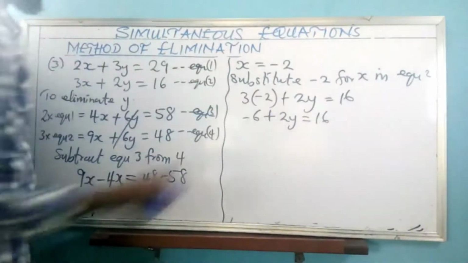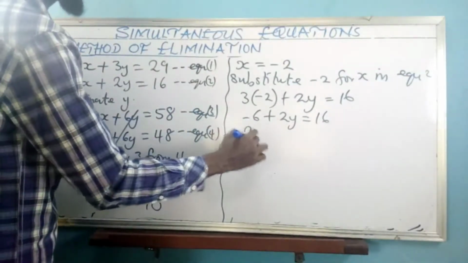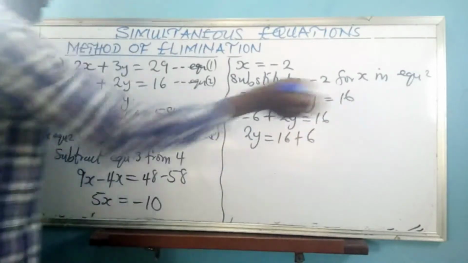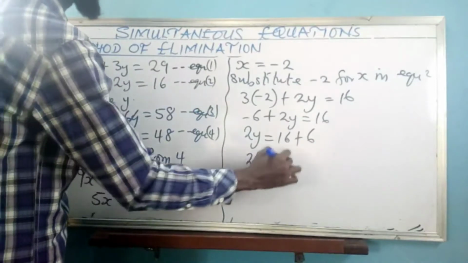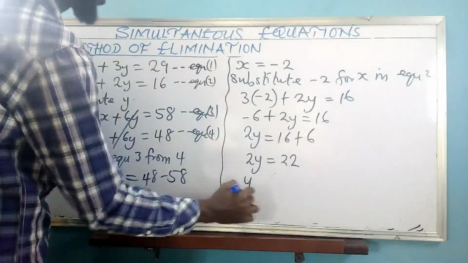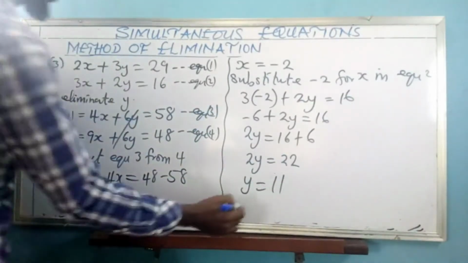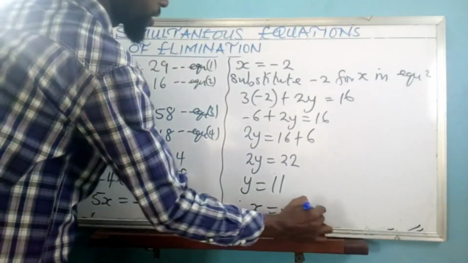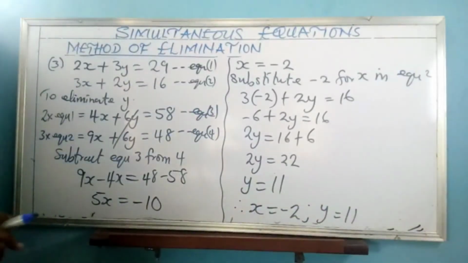This one is going to the other side. So we go and do what? Add, because this is minus already. So we have 2y is equal to 16 plus 6, which is going to add on the other side. Okay, so we have 2y is equal to 22. That's very good. So when you divide both sides by 2, you have your y to be 11. Do we get it? Look at it now. Don't forget you can check it. So our x is equal to minus 2 and y is equal to 11. So that's the answer to that.